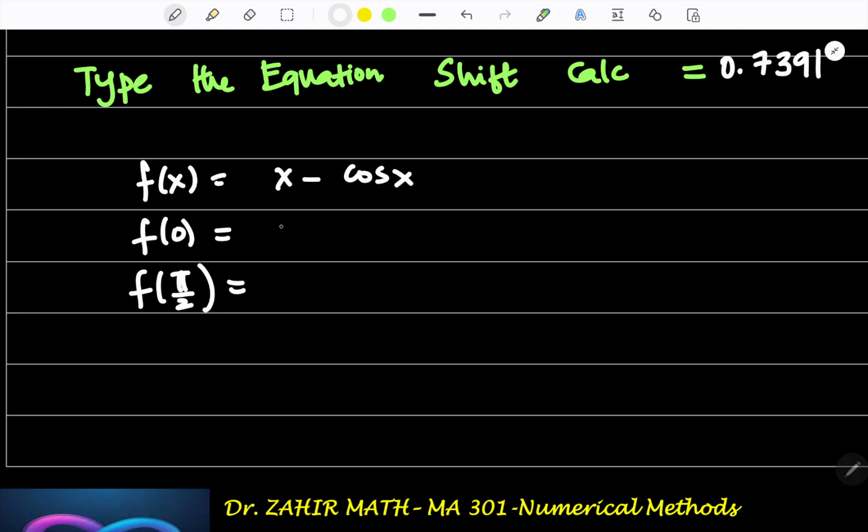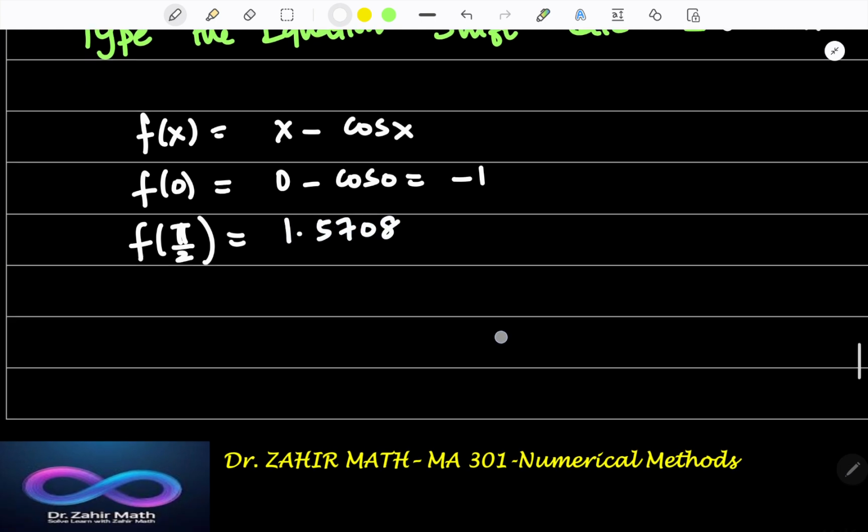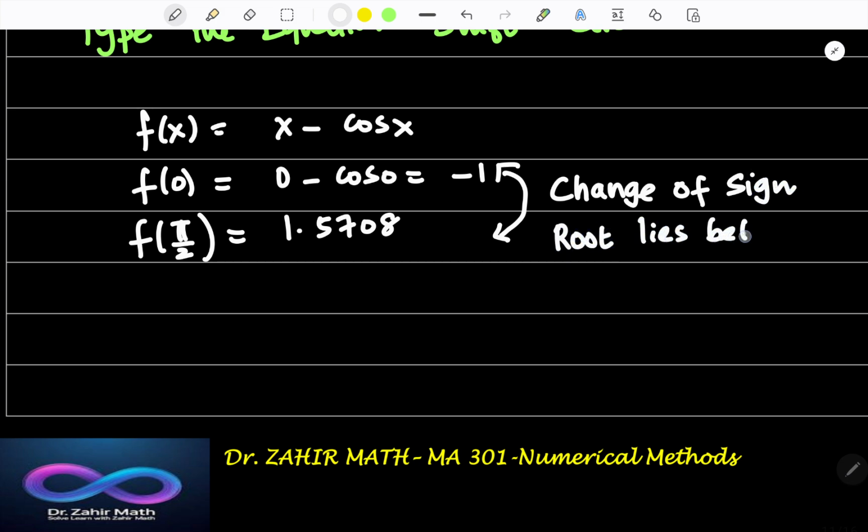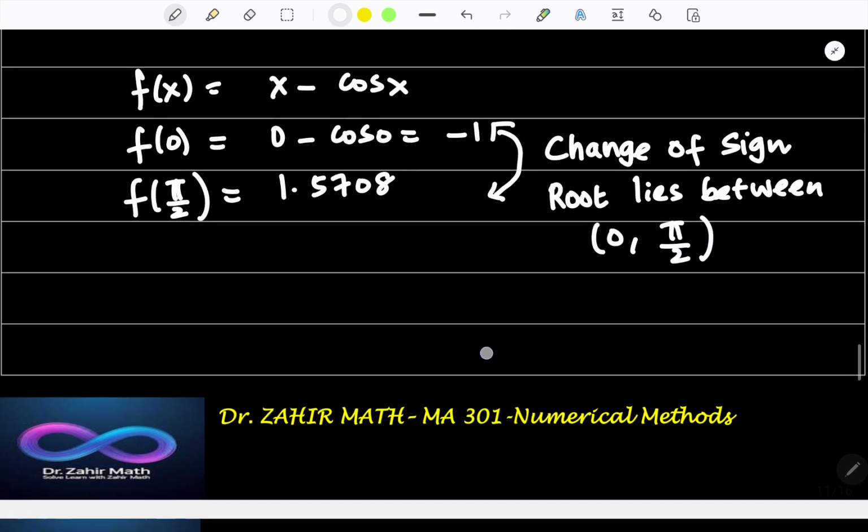So f of 0: put x is equal to 0, 0 minus cosine 0. You know very well cosine 0 is 1, so it is negative 1. For f of pi by 2, put pi by 2 minus cosine pi by 2 in the calculator, which is equal to 1.5708. So where does the root lie? There is a change of sign, negative and positive, can you see that? So the root lies between 0 and pi by 2.